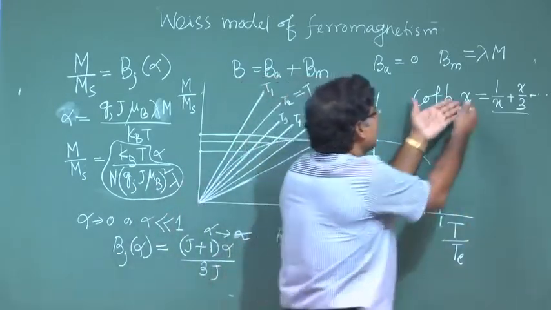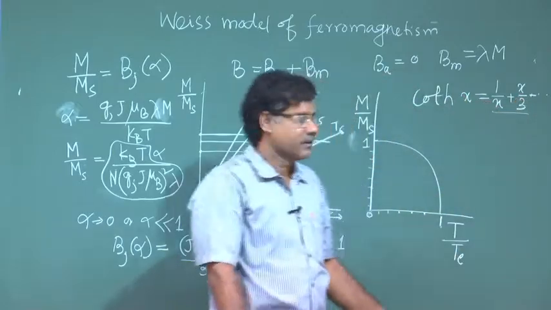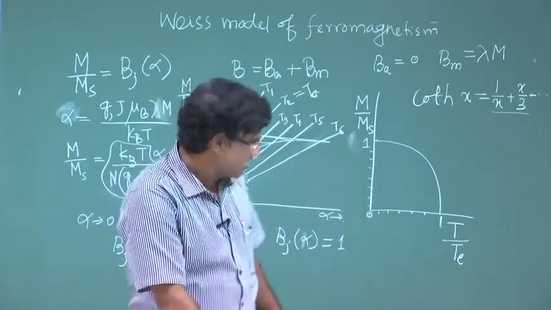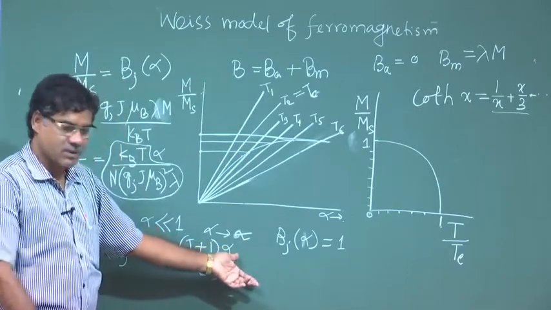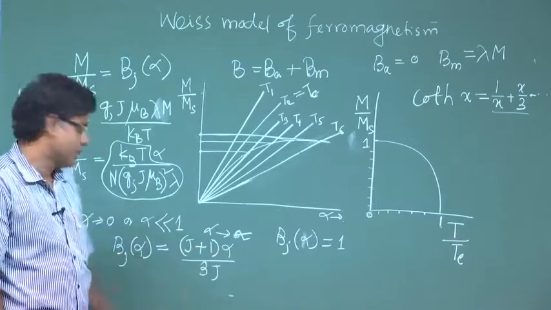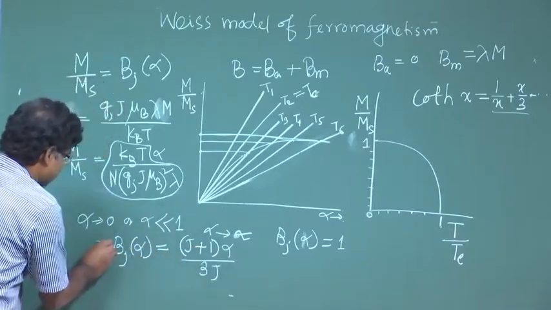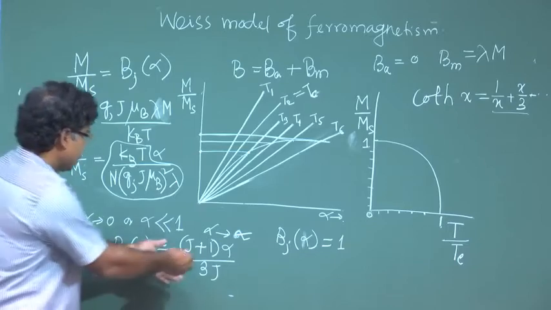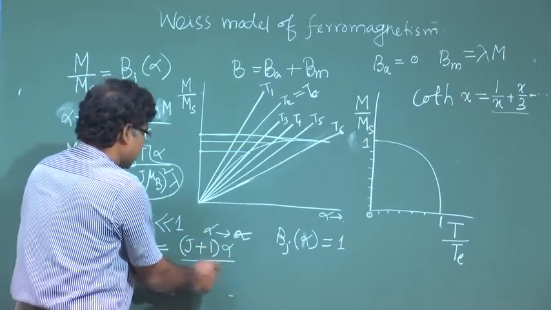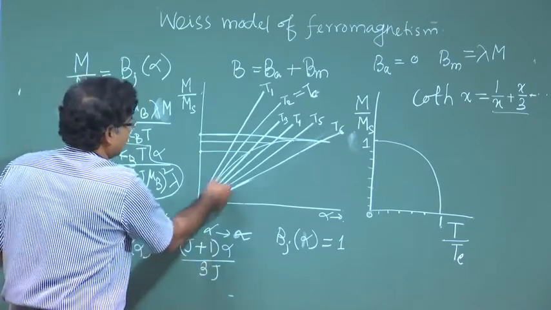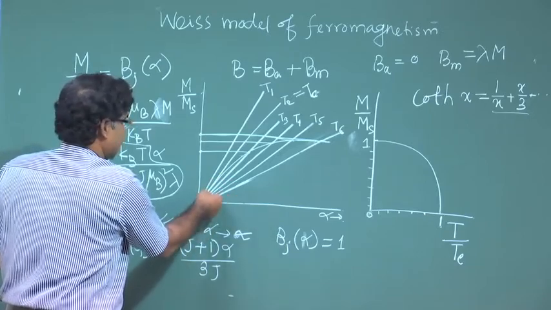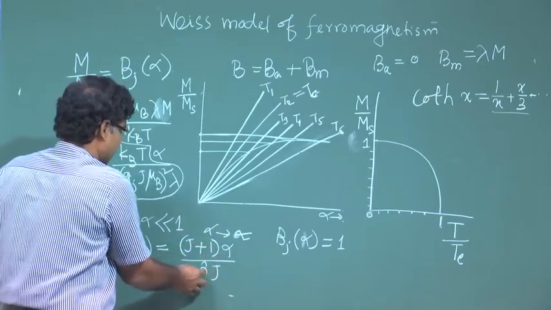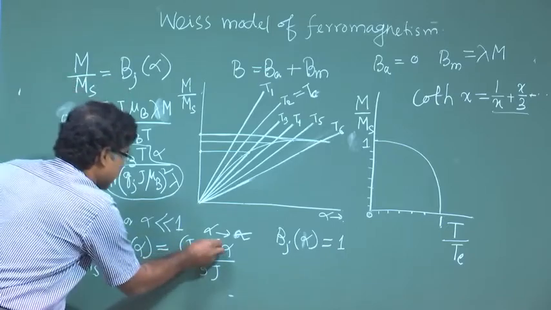So, here alpha by 2J can be taken as x, and you can replace it with this one, and then if you proceed, you will get this. If possible I will show you sometime. So, if you use this, now in this condition M by Ms is this, right. So, this gradient will be J plus 1 by 3J, the gradient at alpha tends to 0. So, it will be J plus 1 by 3J.